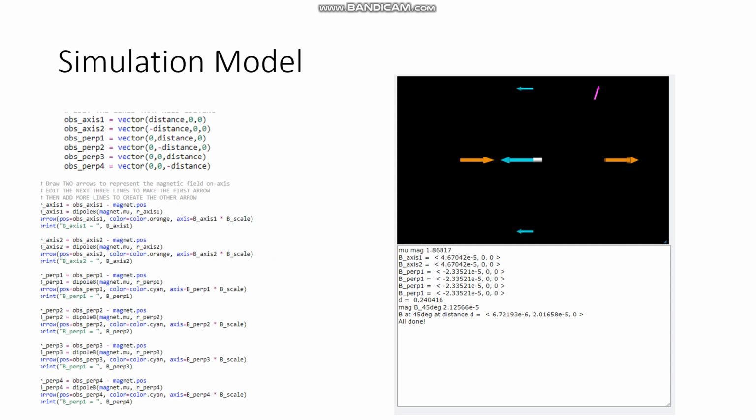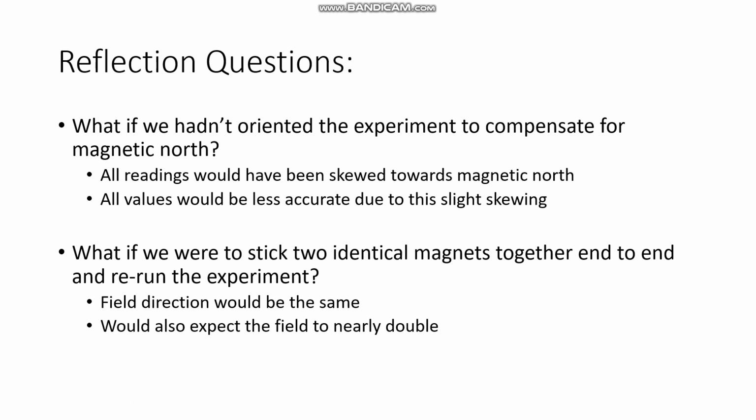And then lastly, I want to answer some reflection questions. What if we hadn't oriented the experiment to compensate for magnetic north? Well, all readings would have been skewed towards that magnetic north, and all values would have been less accurate due to this slight skewing, meaning our mu, our n, and our k would all have been off. That would not be good, so make sure to orient this properly.